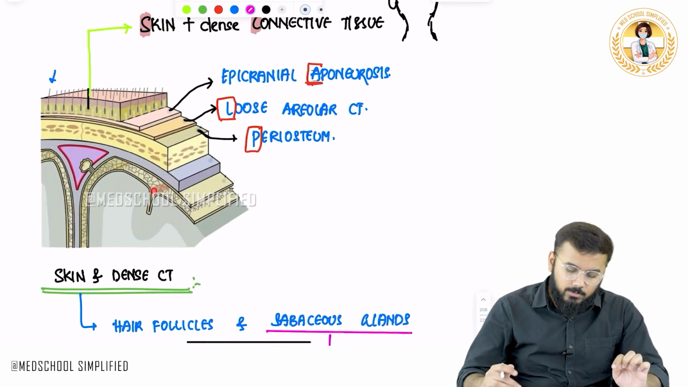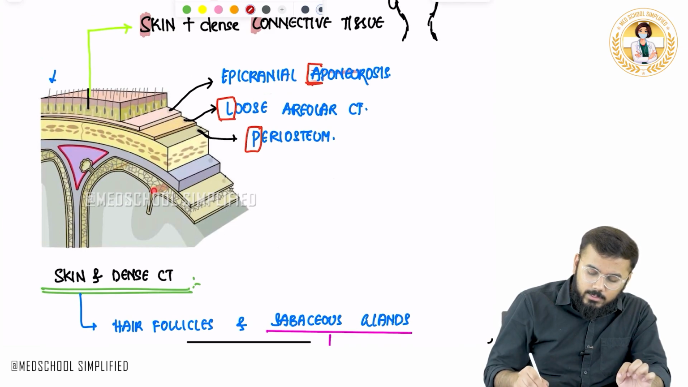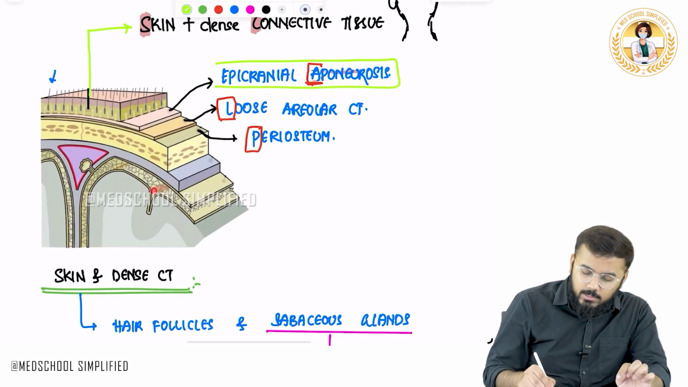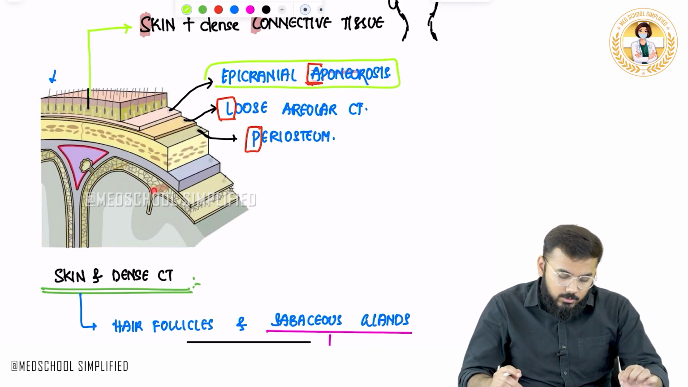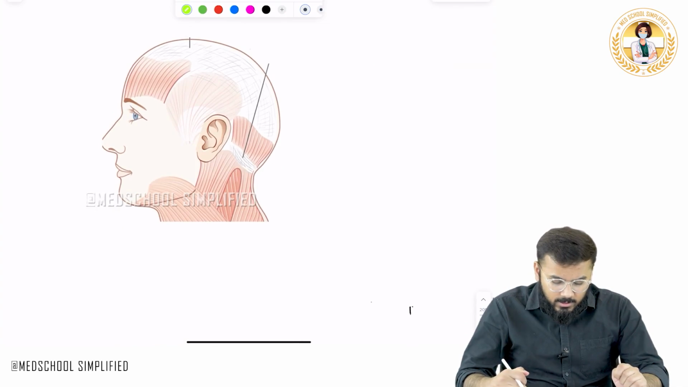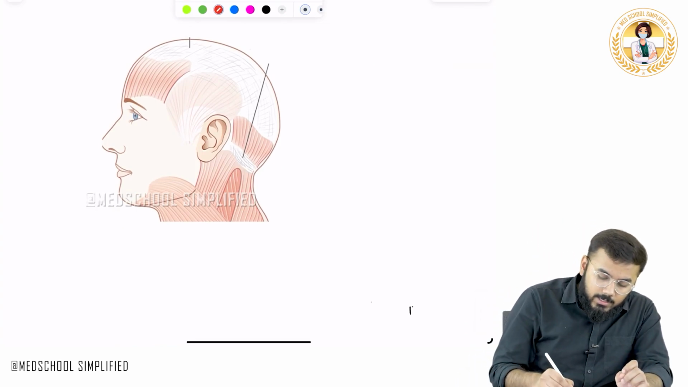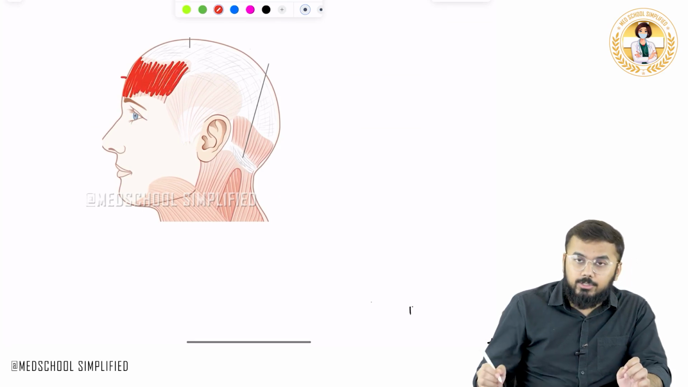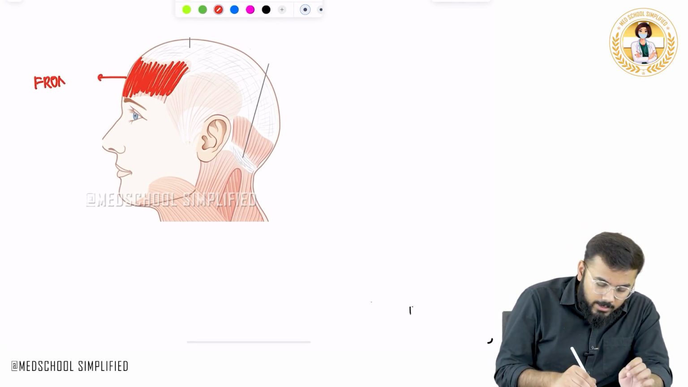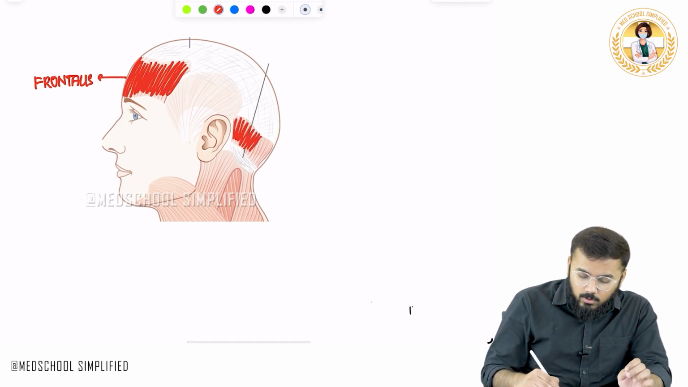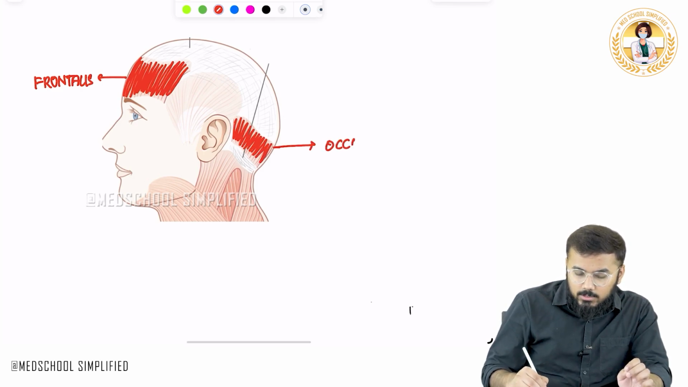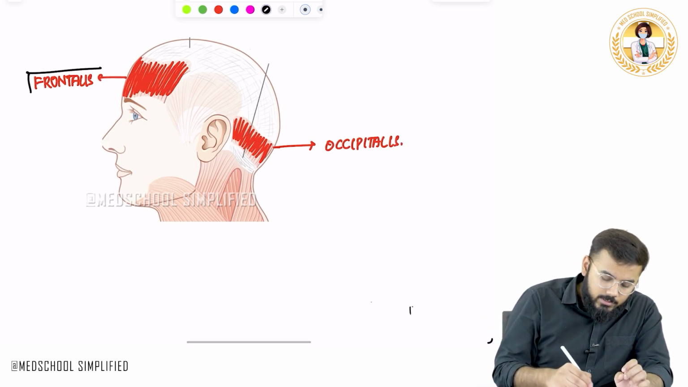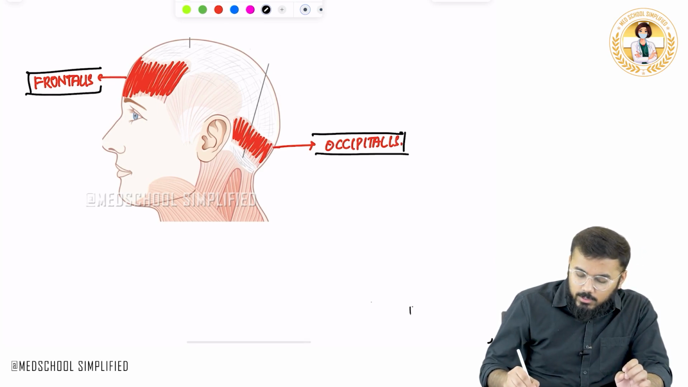The next important thing is your epicranial aponeurosis. What is this epicranial aponeurosis? If you look at this picture, you will understand. See, in this picture, you see this muscle which is located in the forehead region, the frontal region, right? This muscle is called frontalis. In the same way, you can also see the muscle that is located on the back. This is called occipitalis. These are the muscles of the scalp. One is called frontalis, and this one over here is called your occipitalis.